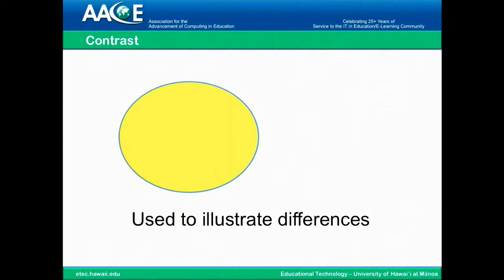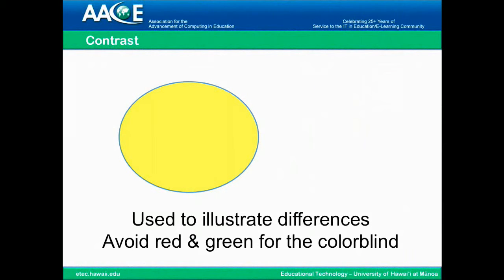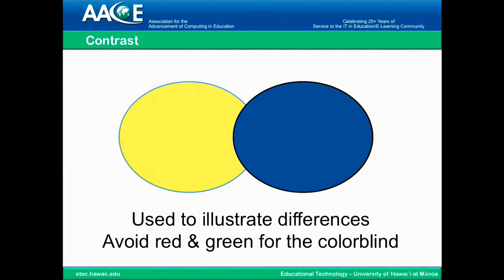Use contrast to illustrate differences. But be careful to avoid red and green because people that are colorblind see these as the same color. So, for example, here are 2 different circles, one in yellow and one in blue, and it's easy to see the contrast between the 2.